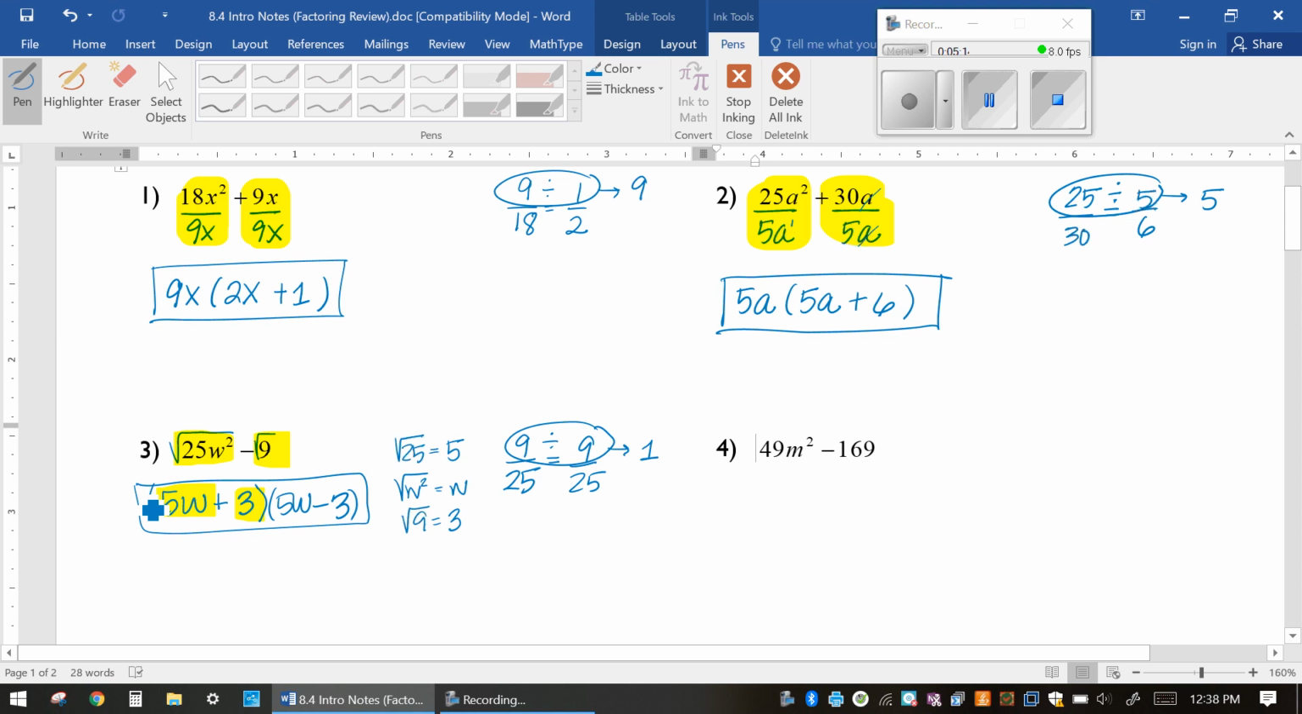Pause the video and try number 4. Check for GCF. Then ask yourself, is it a difference of squares? Okay, pause the video now, try the problem, and then unpause the video when you're ready to check your answer.